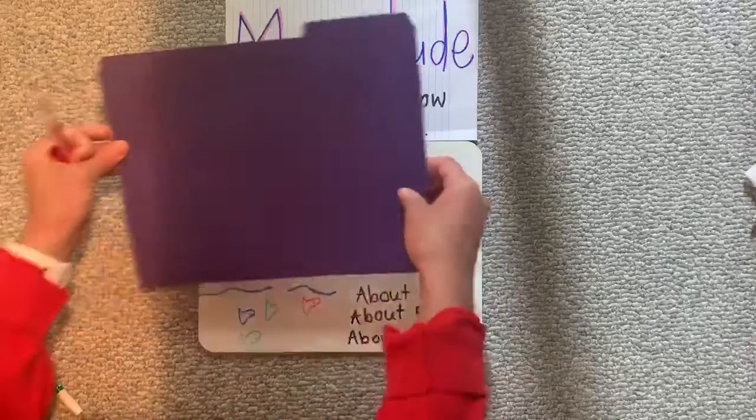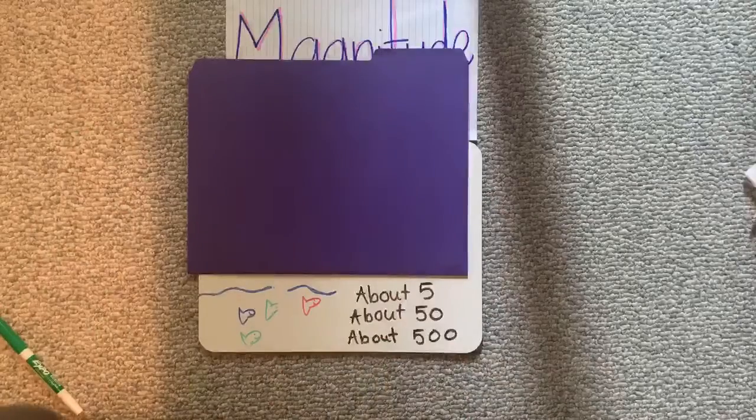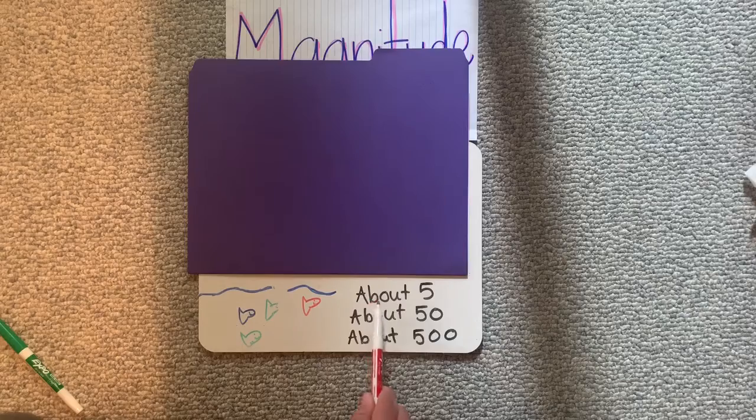Let's look at our next one. Down here, I have some fish swimming in the ocean. What is the magnitude of fish? Can you guess about how many fish there are in the ocean? Are there about 5, about 50, or about 500? About how many fish are swimming in the ocean? I will give you a few seconds to share your answer out loud right now.